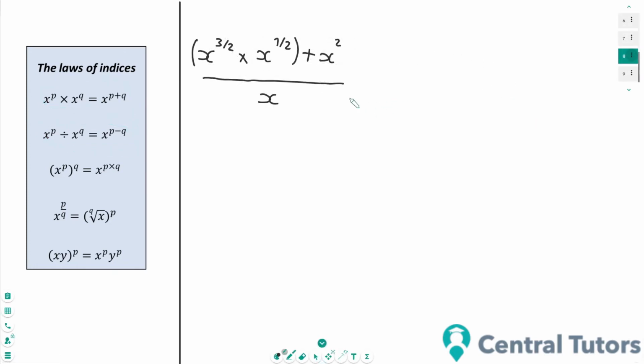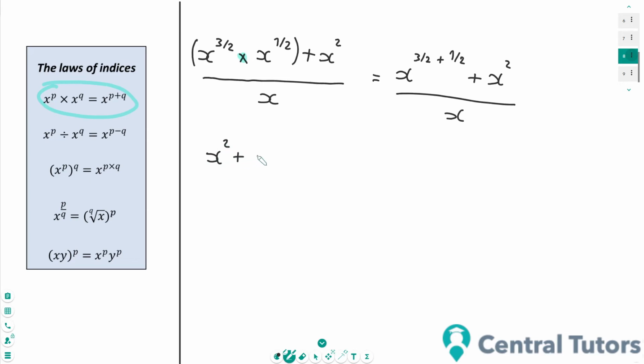So let's do another example. This time this one's a little bit more complicated, but we'll go through it step by step. So first we want to do what's in the brackets, and we can see that we have a multiplication here. So we need to use this rule, even though we have fractions. So what we'll have is x to the power of 3 over 2 plus 1 over 2, and then that's going to be plus x squared all over x. So we can see here that we can simplify this to 4 over 2, and that's just going to be 2. So we have x squared plus x squared over x.